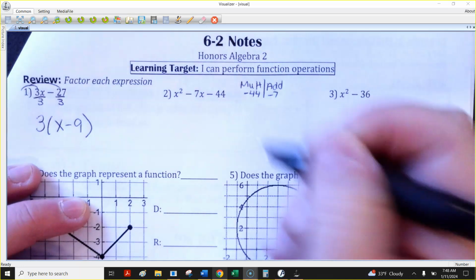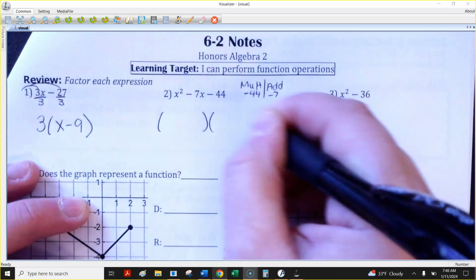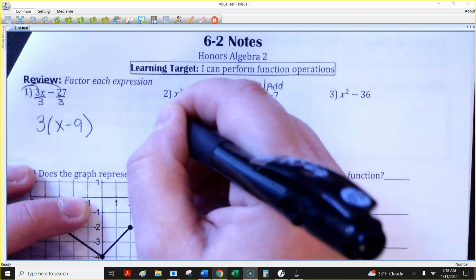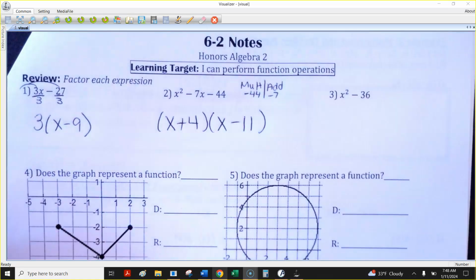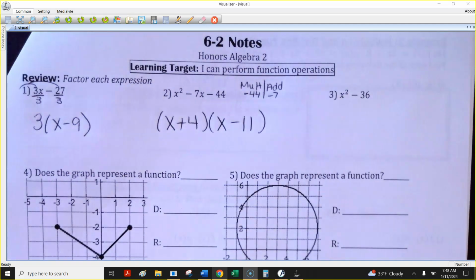Close. Are they both negative? Positive 4 and negative 11. x plus 4. It doesn't matter the order you write these in. The x plus 4 can come first or second. The x minus 11 can come first or second. Doesn't matter. If we FOILed that back out, that would give us the original problem. But what we're trying to do is write it in factored form. We multiply those two together. It gives us back the original problem.